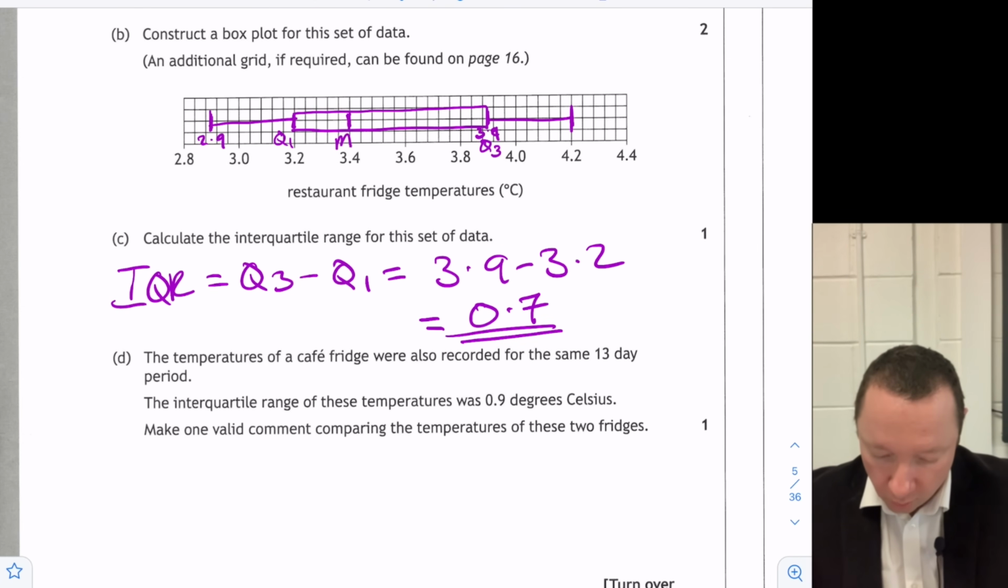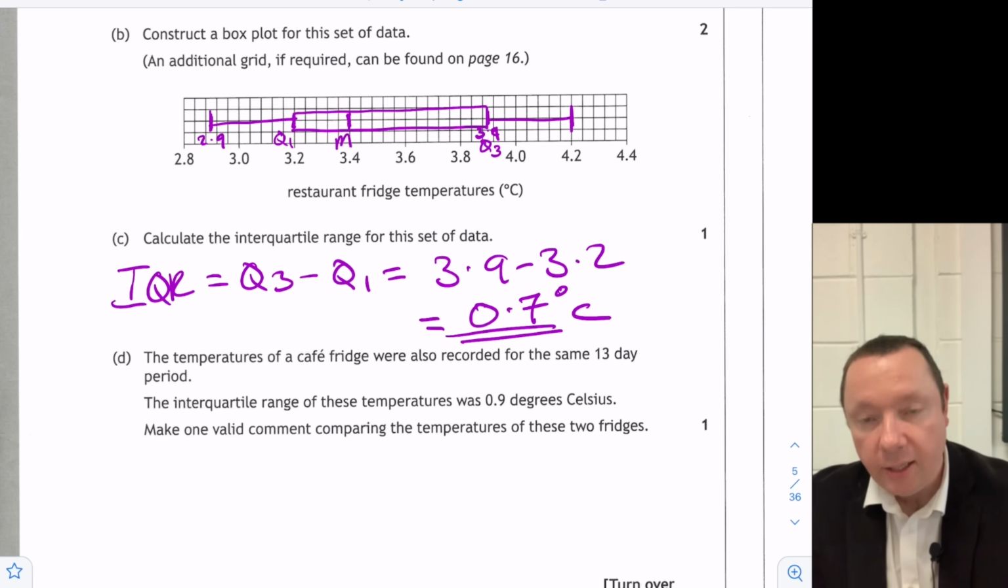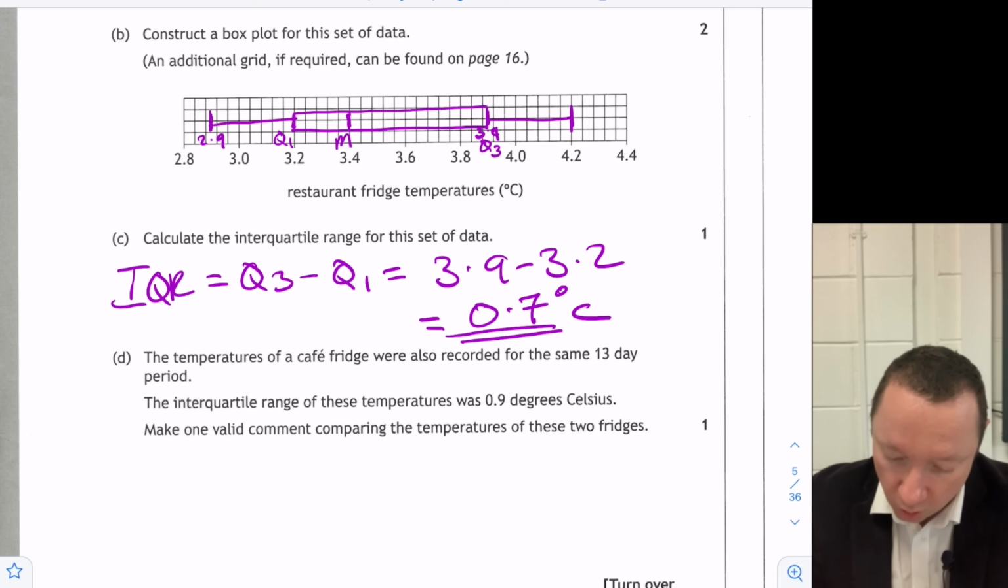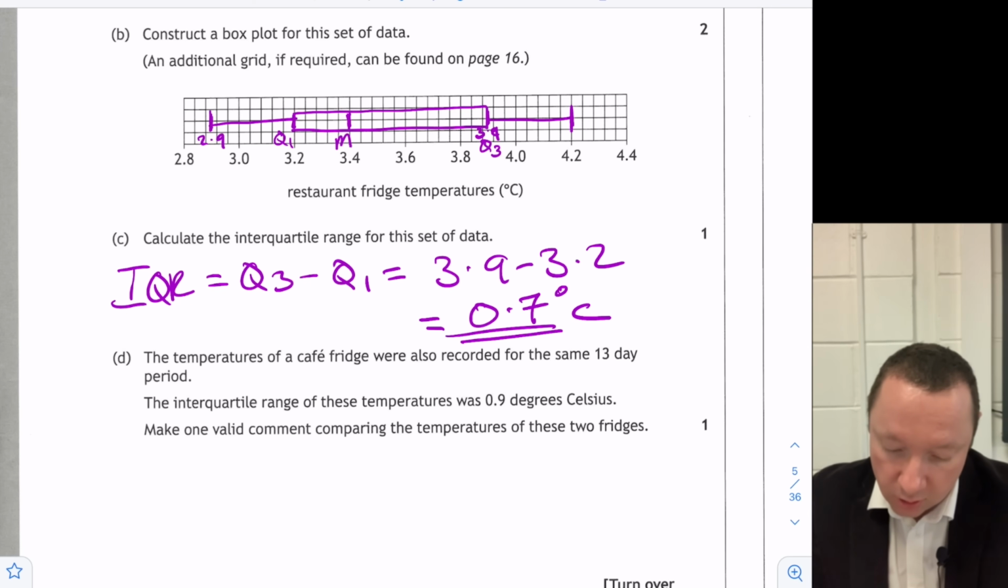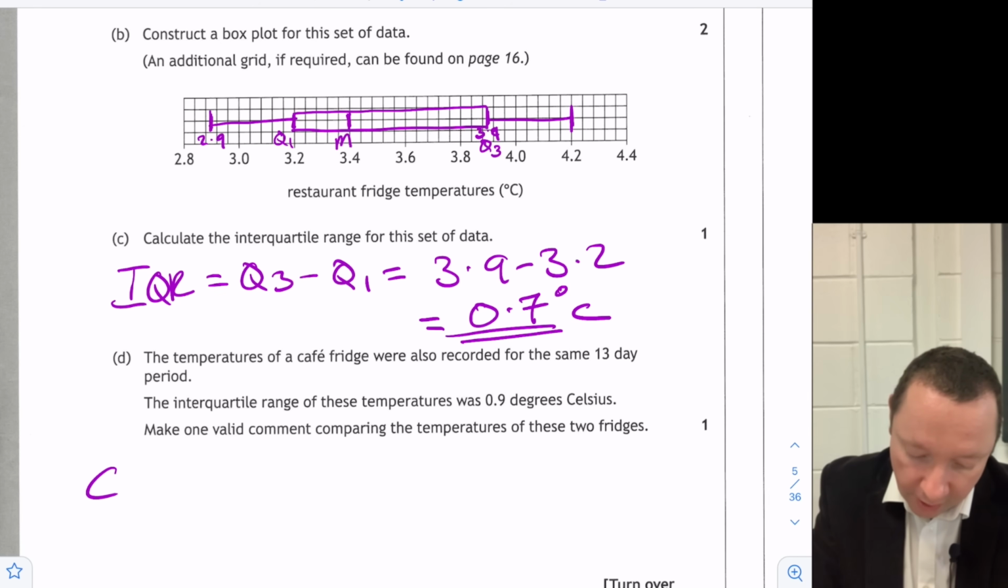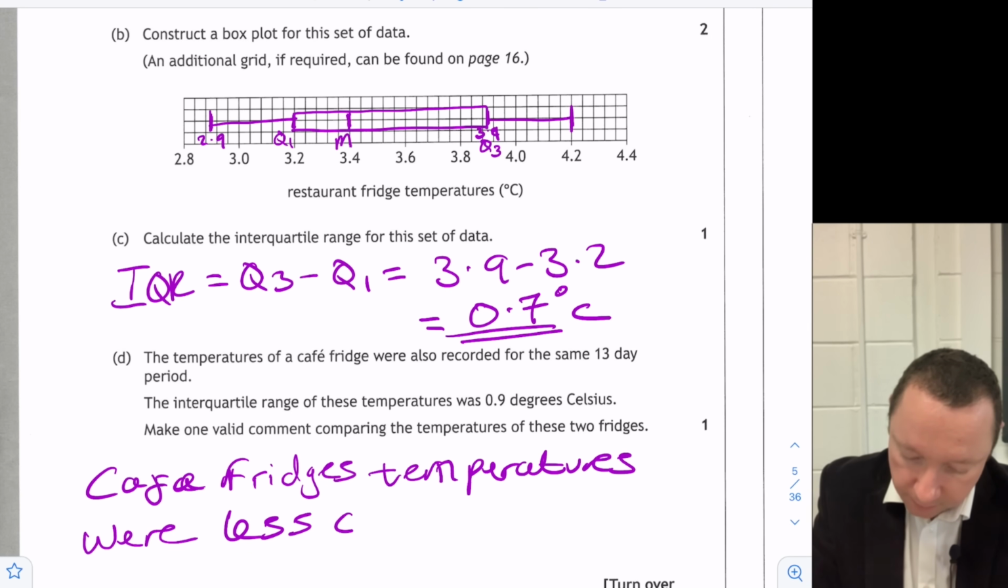The temperature of a cafe fridge was also recorded for the same 13-day period. The interquartile range of these temperatures was 0.9 degrees Celsius. Make one valid comment. So we got an interquartile range of 0.7. Theirs is 0.9, which is higher. So the cafe fridge's temperatures were less consistent.